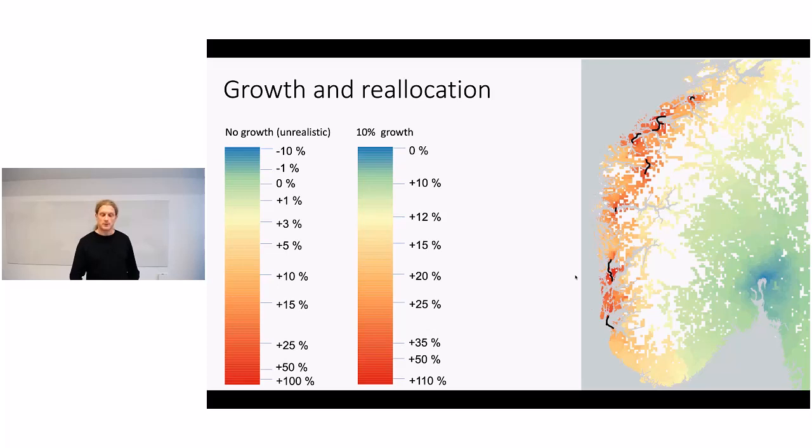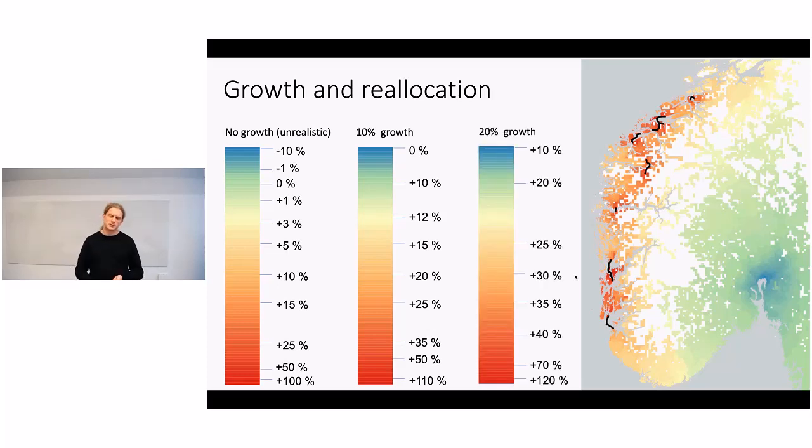But we can also look at 20% growth, which might be a more realistic number because of the long time to build E39. And then you can see that Oslo area is growing. It's growing 10%. And the west coast is, of course, growing even more, like 120%.